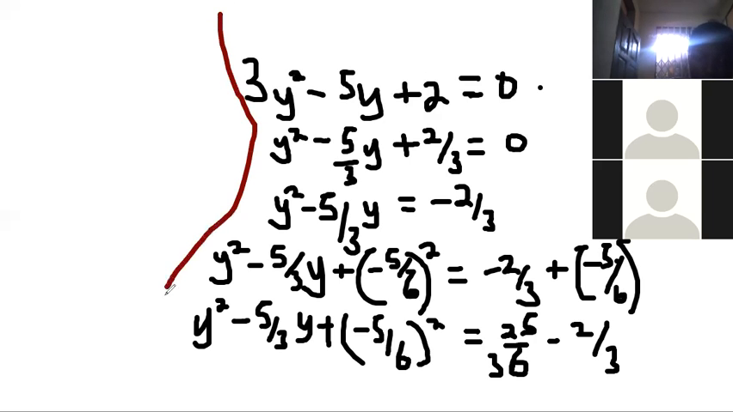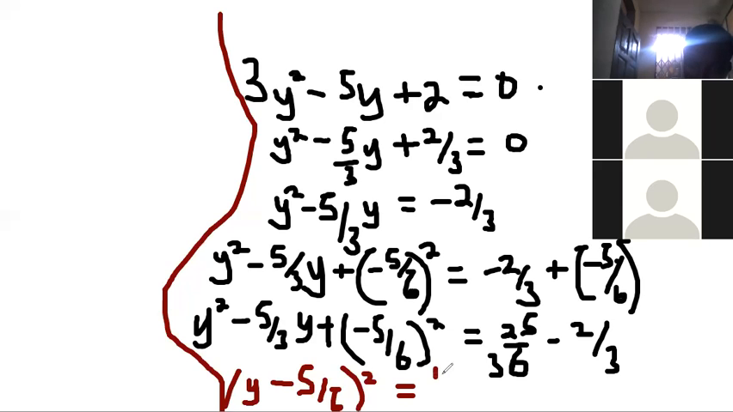Now when we get here, we know that this is the same as y minus 5 all over 6 all in bracket squared, which is equal to 25 all over 36 minus 2 all over 3, which will give us 1 all over 36. You can use your calculator. 1 all over 36.